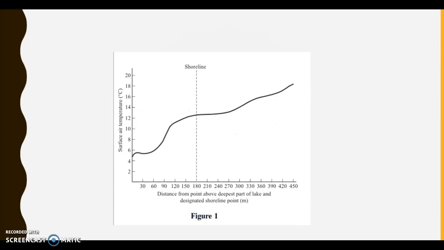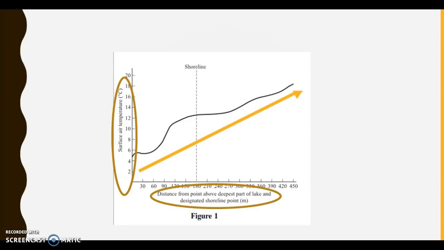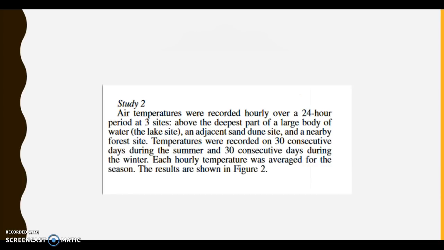If we write in our trend line, we can see that we've got a positive slope there as we move from the deepest part towards the shoreline in terms of temperature. So there's our temperature readings on the y-axis, and the distance from the deepest part of the lake is on our x-axis. In Study 2, we're looking at air temperatures hourly over 3 sites: the deepest part of the lake, a sand dune site, and a forest site. They're doing this for 30 days, and all of our temperatures are averaged.